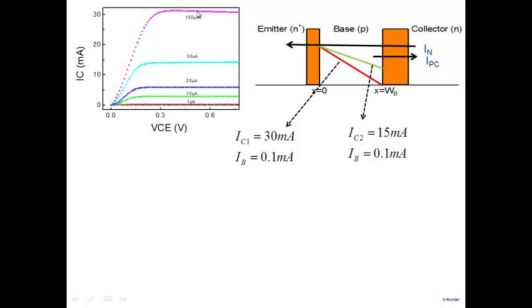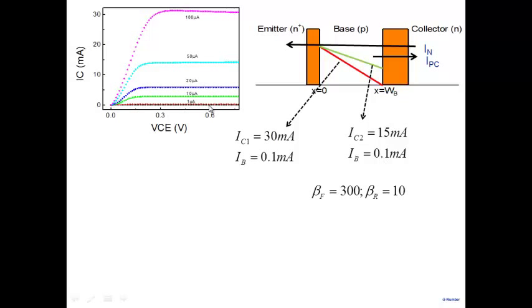The collector current has fallen from 30 to 15. This red line gives us the picture at 30 milliamperes, and the green line gives us the picture at 15 milliamperes, where the current has fallen to half. So IC2 is 15 milliamperes and IB is 0.1 milliamperes. Why is this picture wrong?